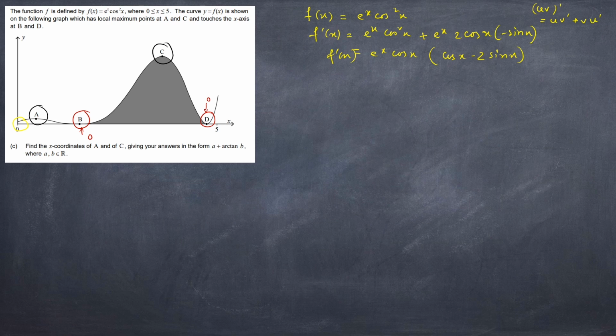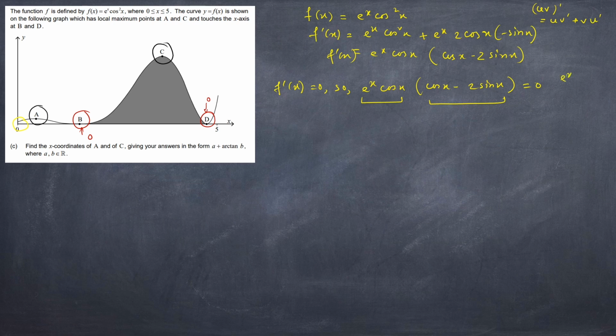As you can see, the minimum value is 0 because it is a positive function. So from here we can see cos x, and now if f'(x) equals 0, we can write e^x cos x (cos x − 2 sin x) = 0. So from here either this part is 0 or this part is 0.